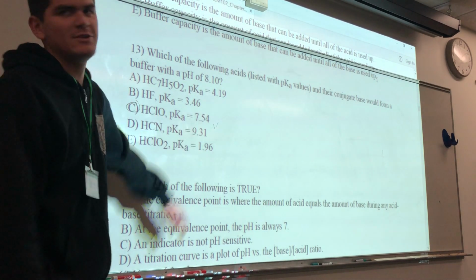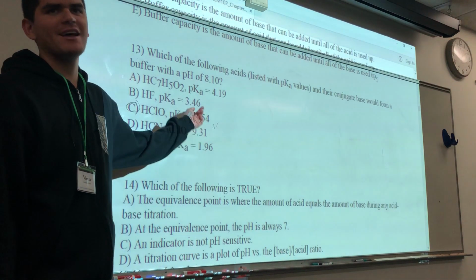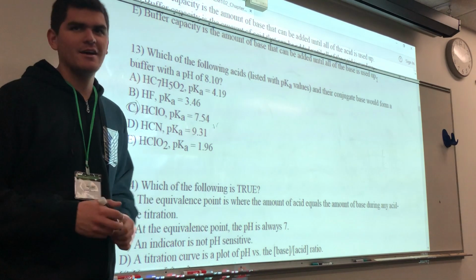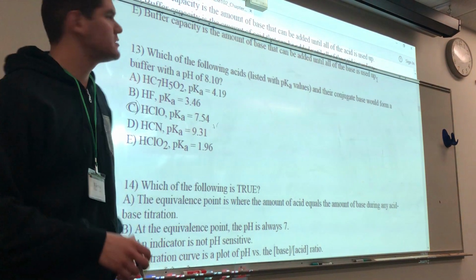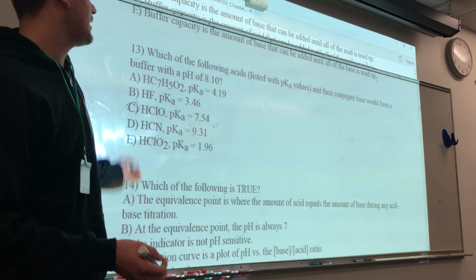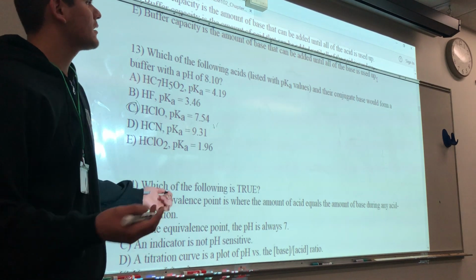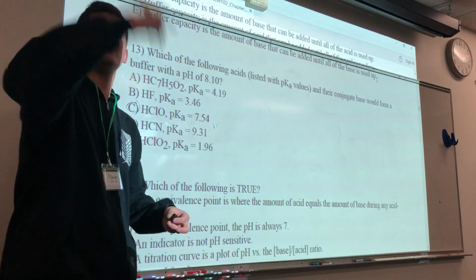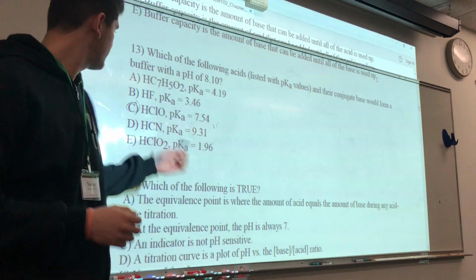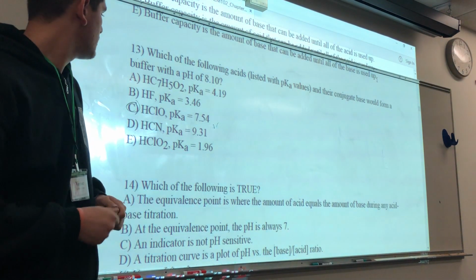Because if we subtract, D is off by 1.2, and C is only 0.6. The difference is less here than it is in 9.31 minus 8 would be 1.31, and 7.10 is off by 0.9. And we're assuming that we have the same ratio of conjugate base to acid, so that's why the pKa would be equal to the pH, like I showed you guys in the previous problem in the chapter review. So you just apply the same logic here.